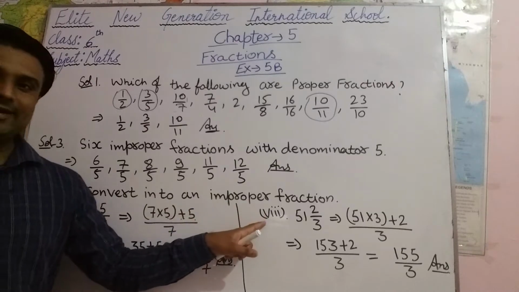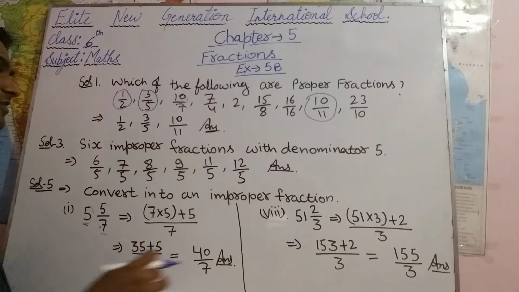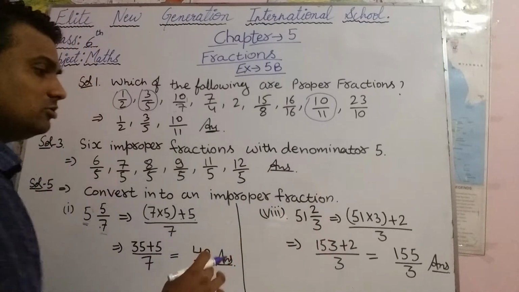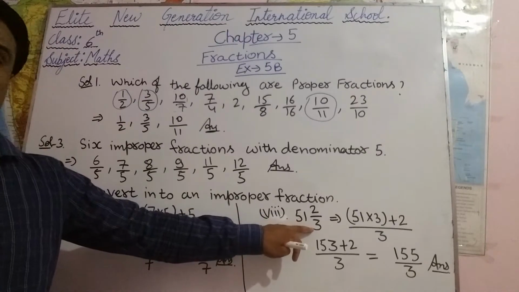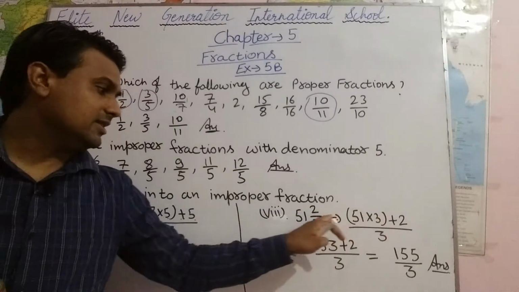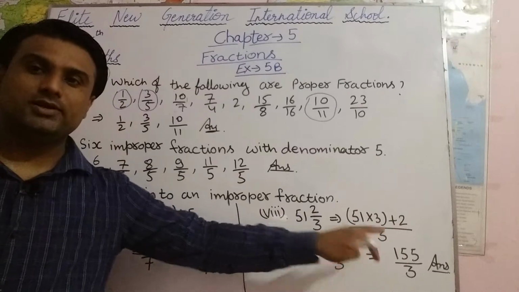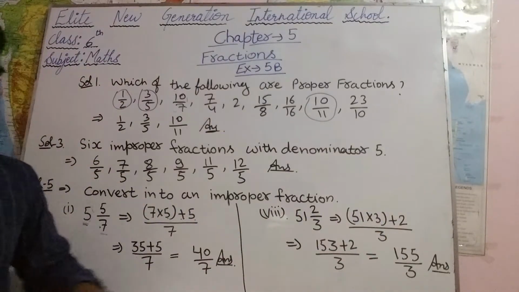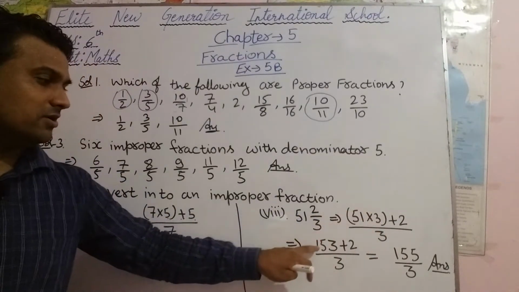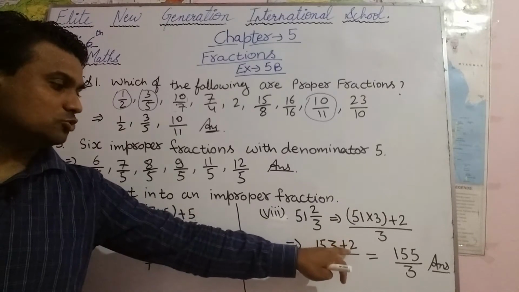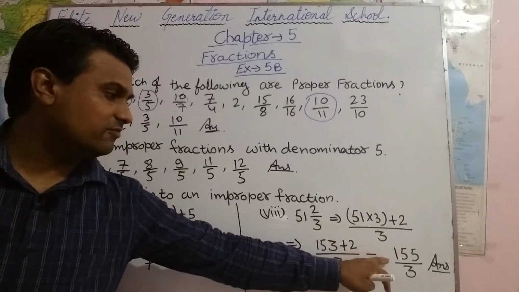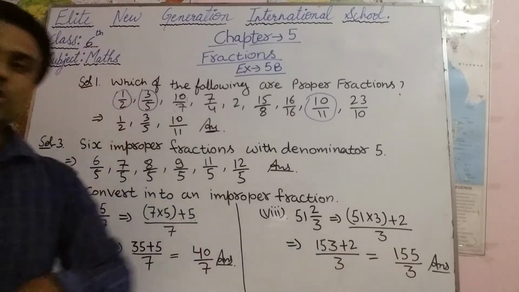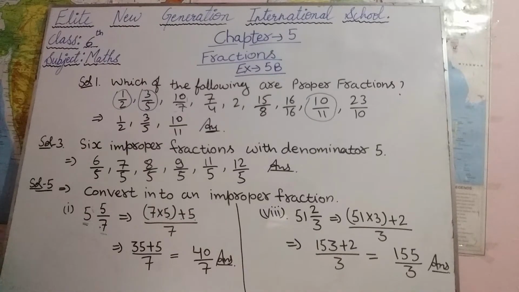After this, see its 8th part. In the 8th part we have 51 whole 2 upon 3. So here we write this 51, first it will be multiplied with 3, so 51 into 3, then this 2 will be added, and in the denominator we will write 3. So after solving it, 51 into 3 will be 153, then we will add this 2, upon 3. So 153 plus 2 will be 155 upon 3. So this will be the answer. Now after this, see the next question.